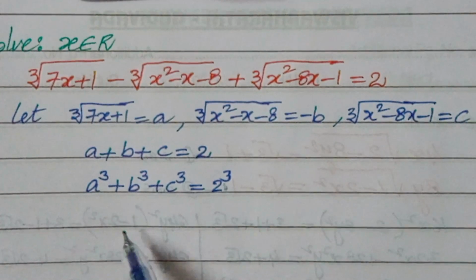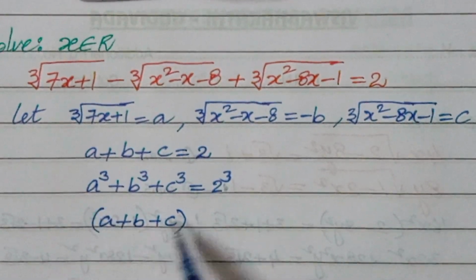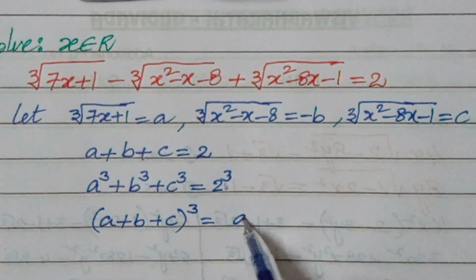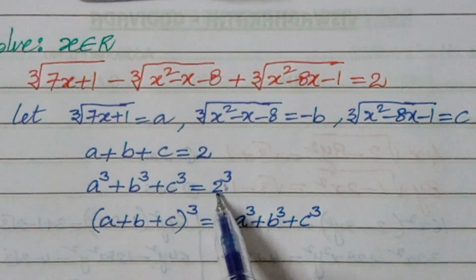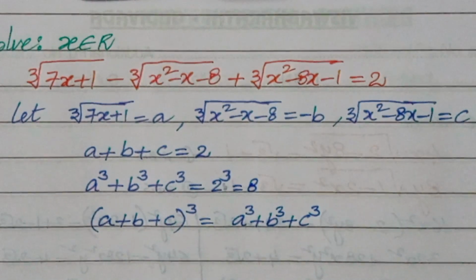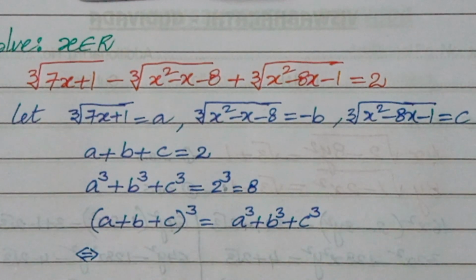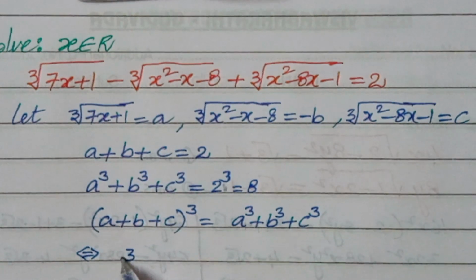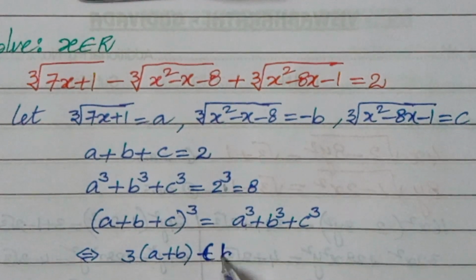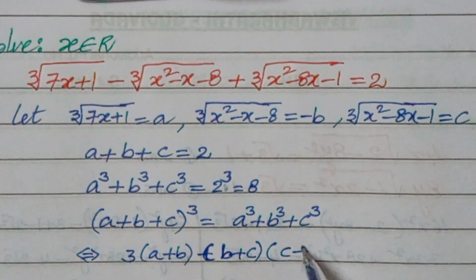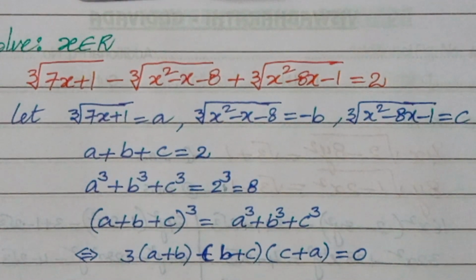So here what will we get now? a plus b plus c whole cube is equal to a cube plus b cube plus c cube. This value is also 8, this value is also 8. Now from this you can do the calculation. This value will be 3 times (a plus b) into (b plus c) into (c plus a) is equal to 0.